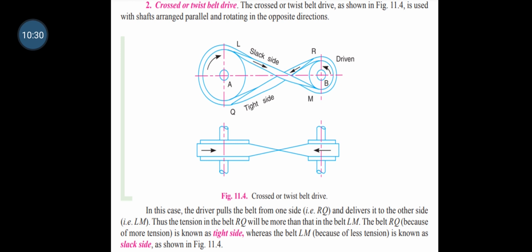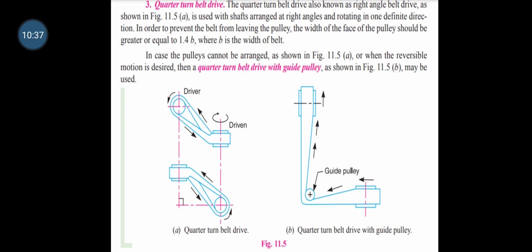The next one is the quarter turn belt drive. It's also known as the right angle belt drive, as shown in this figure. A right angle belt drive or quarter turn belt drive is used with the shafts arranged at right angles and rotating in one definite direction in order to prevent the belt from leaving the pulley. The width of the face of the pulley should be greater than or equal to 1.4 times the width of the belt.